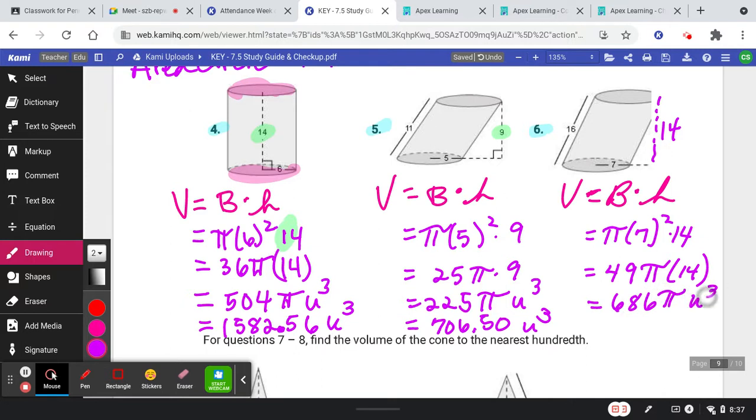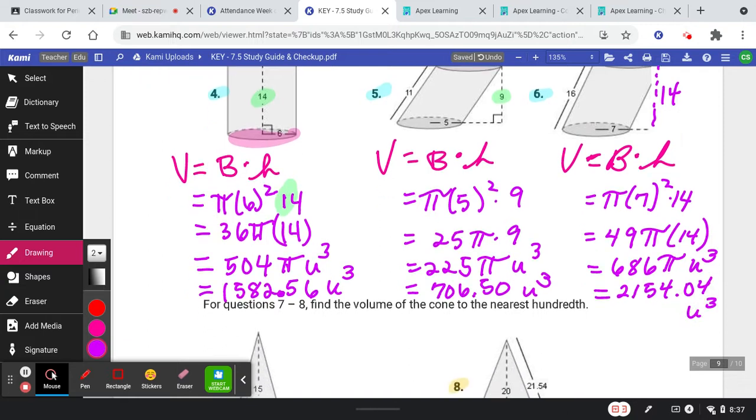Great, and that's units cubed. And now do the 686 times 3.14 for us. Great. And don't forget the units cubed. Okay, I'm going to be all the way over to Daniel now. Daniel, you're going to be doing number 7 with me, where we're just taking a third of something.